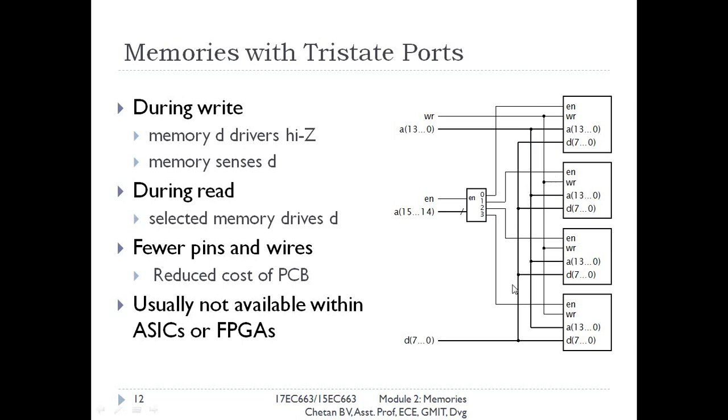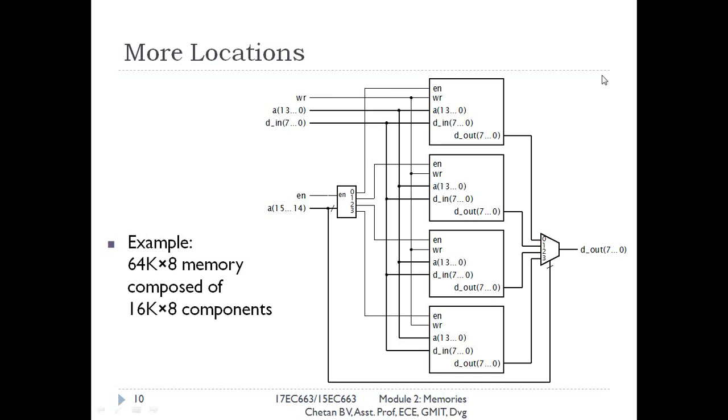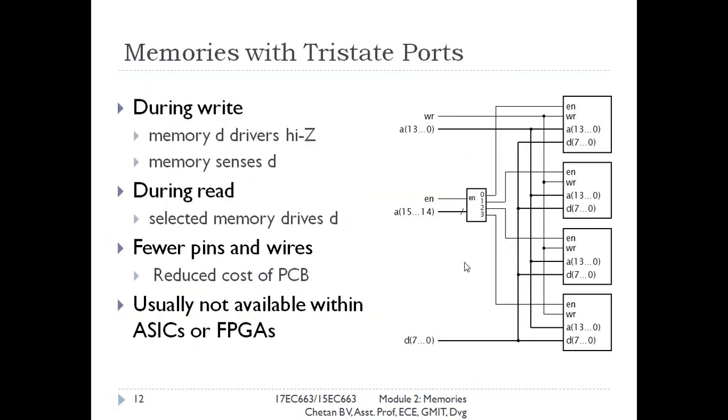This example is same as the previous one what we have discussed, where we try to increase the number of locations. Such type of memories are also called as composite memories, where we combine number of memory components to increase the total number of locations in the resulting memory. So this is also the same composite memory, but the difference is here we are using bidirectional ports. So this is a common input and output port.